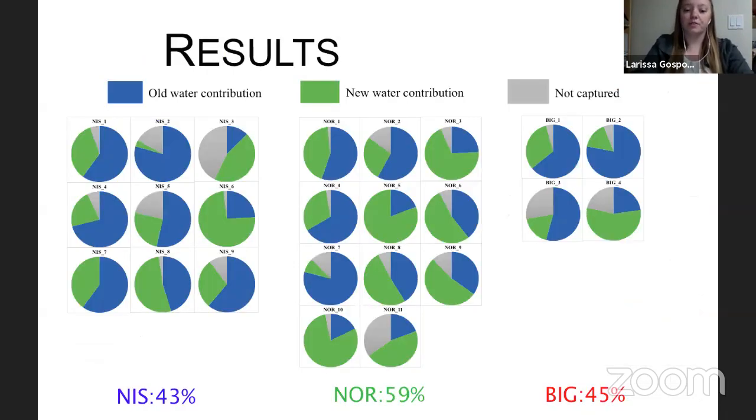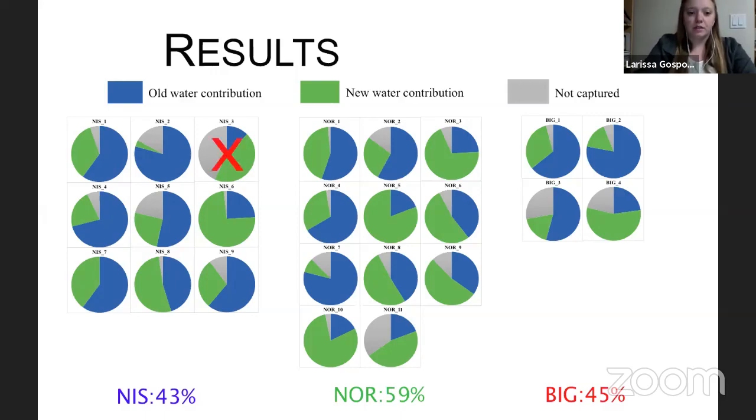Next, when we looked at events, we used hydrograph separations to determine the contribution of young water in each event. So each pie graph shows the distribution of contributions of that event. So the blue shows us the old water, the green shows us the new water, and the gray is a part of the event that wasn't captured. So due to isotopes either in the falling limb or the rising limb that we weren't able to capture, that portion of the event unfortunately was unrepresented.